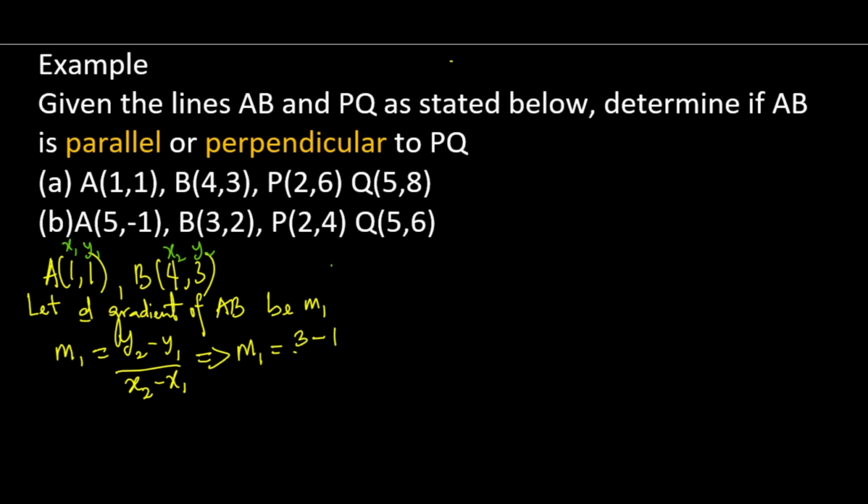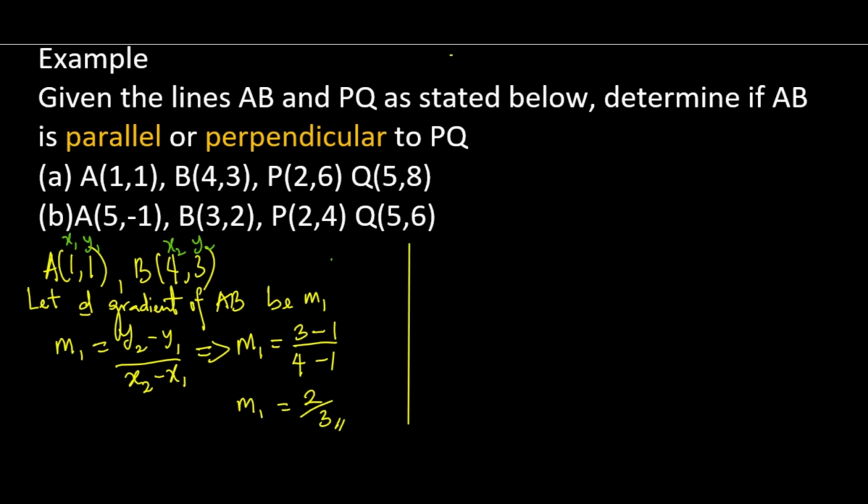Okay, the gradient now, you plug in your Y2 minus Y1, which is 3 minus 1. X2 is 4, X1 is 1, 4 minus 1. So you have 2/3 as your final answer for that.